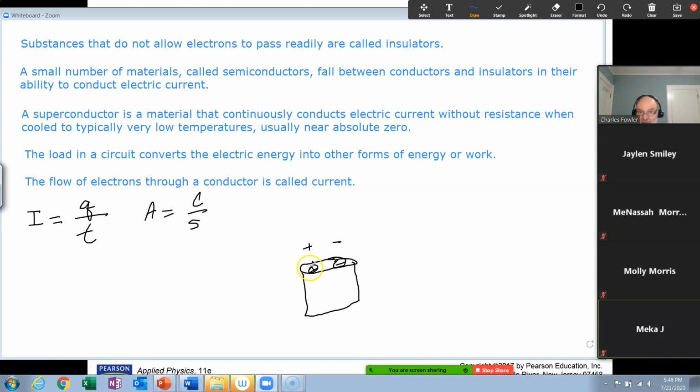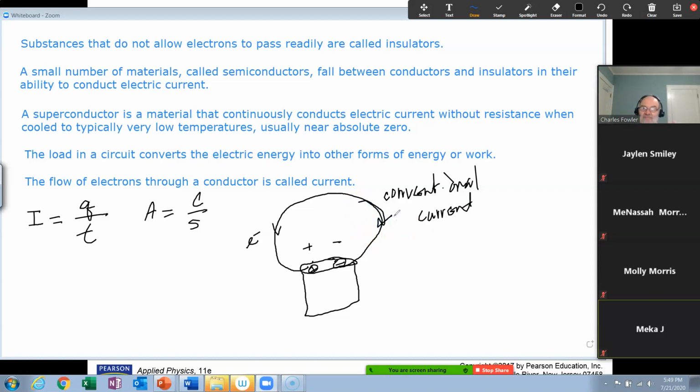Okay? If we connected a conductor, a wire, from here to there, you wouldn't do that, but if you did, actually electrons flow in this direction, but what we call conventional current we say flows in this direction.